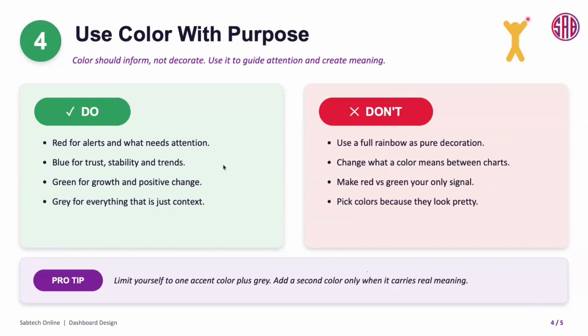Use color with purpose. I think I've already talked about this. Red is always for alerts, and it calls for attention. Blue is always for trust, stability, and trends. We have seen how we use blue to color bar charts, column charts, and all that. Then green for growth and positive change. Then gray for everything that is just context.